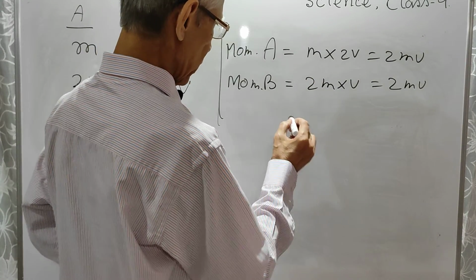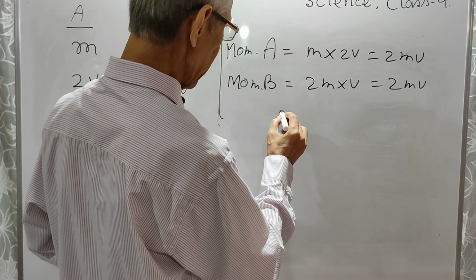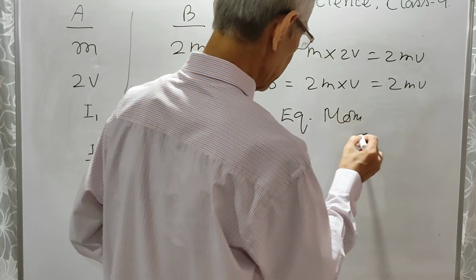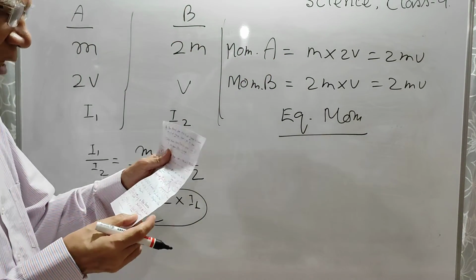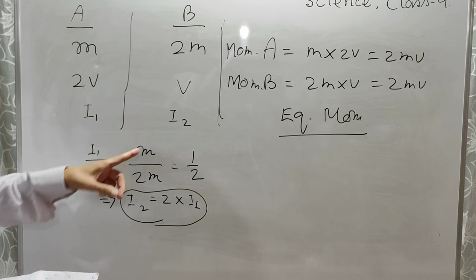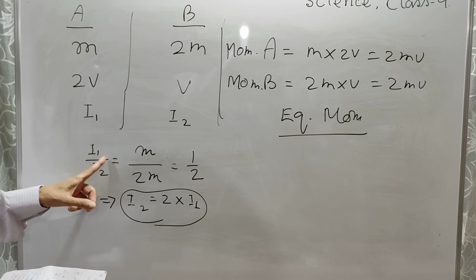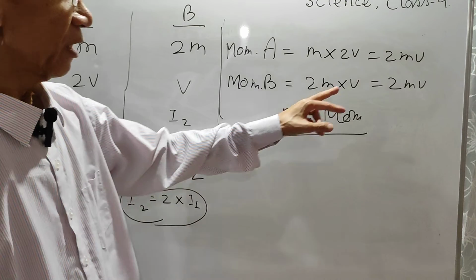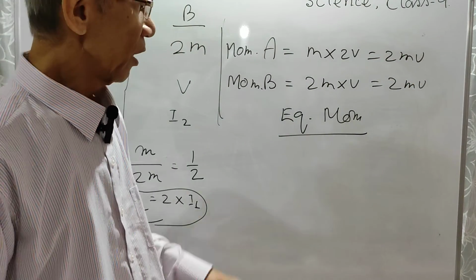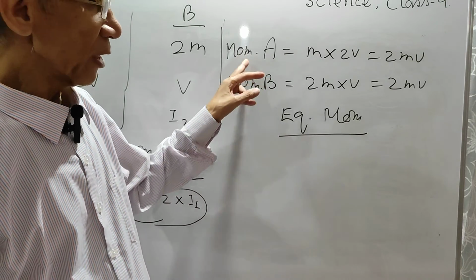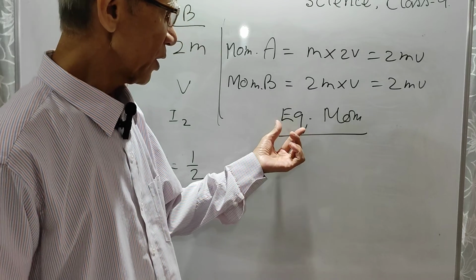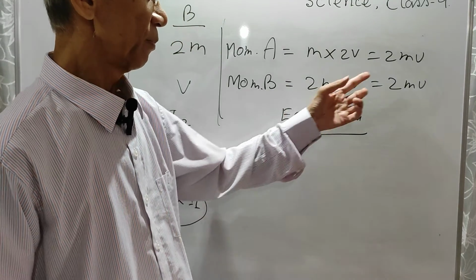So how will you compare the momentum? They have equal momentum. That is the answer. Here you need not divide. Earlier we divided because they were unequal. But here they are equal, so we need not divide. If you divide also, you will get 1, that means they are equal. So momentum of the first body is equal to momentum of the second body. That means the bodies have equal momentum.